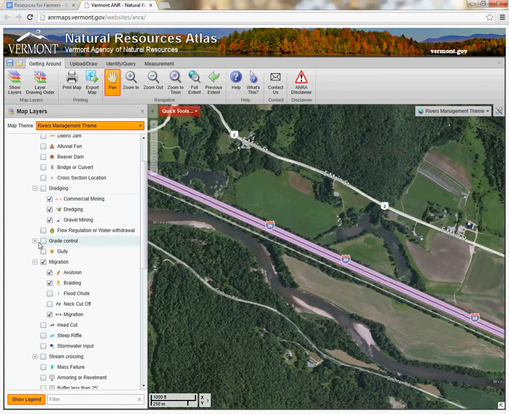Oh, take that off. Sorry. Migration, take off. Let's close that.